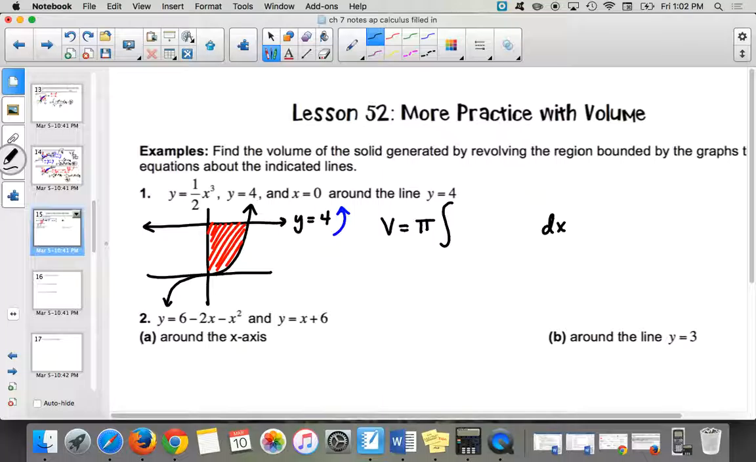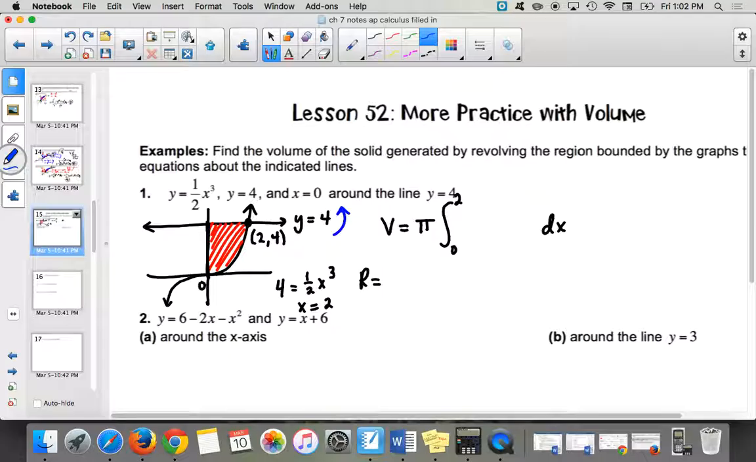And our x values go from here to this intersection point. You can find the intersection point by setting 4 equal to 1/2 x cubed. We end up getting x equals 2. So that's 2, 4. So we go from 0 to 2. And then we need our radius. So in this case, we don't have an outer radius and an inner radius. We just have an outer radius.